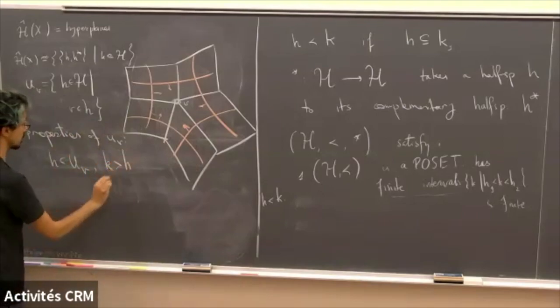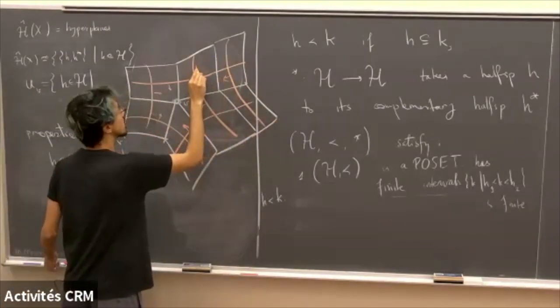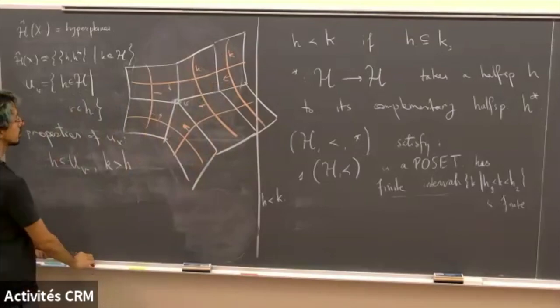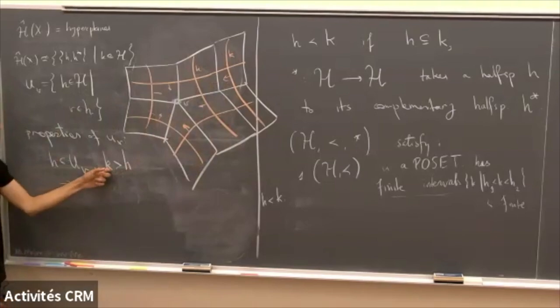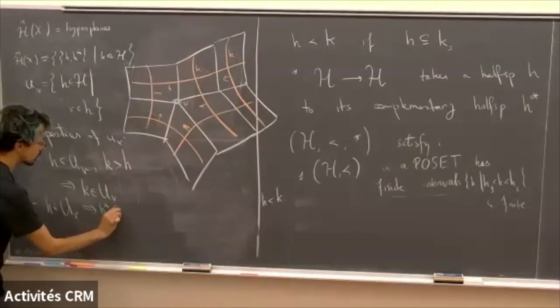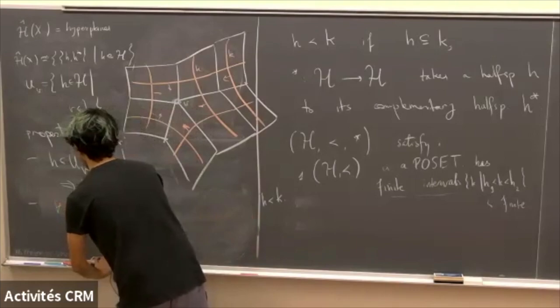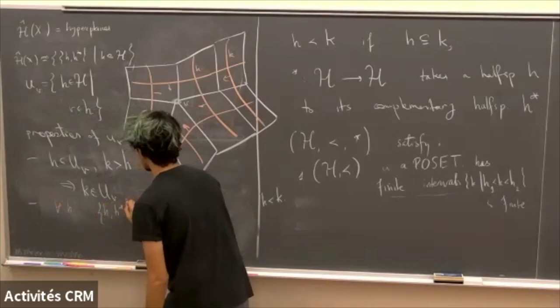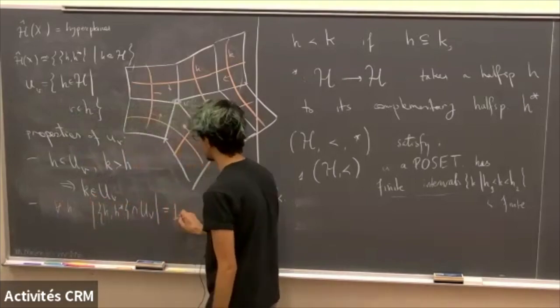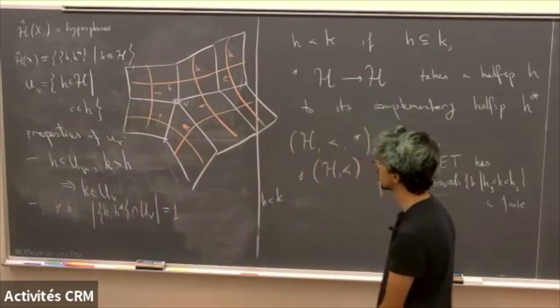and I have a bigger half space, so in the picture, let me add some more. Maybe this is H and this is a bigger half space. Then if this contains V, then this should contain V too. That's one thing. Another thing is, if H is in there, then H star is not in there. Let me write it slightly differently. For every hyperplane, a pair H and H star, the intersection with U of V has size 1, because either H or H star is in there and not the other.